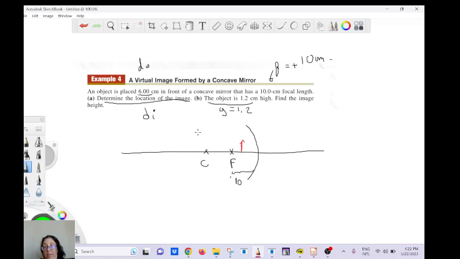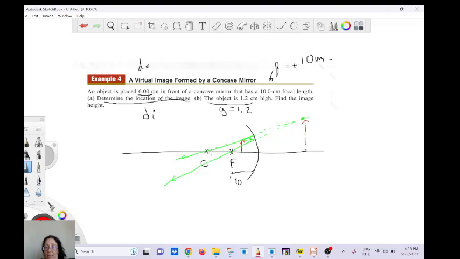So you only need 2 rays. One ray that is parallel wants to go through the focal point, and a ray that goes through that point here bounces off in the same direction. Now you see how the rays are diverging, and they're going to meet somewhere beyond the mirror, so inside the mirror on that side here. So you have an enlarged image, it's upright, and it's virtual.